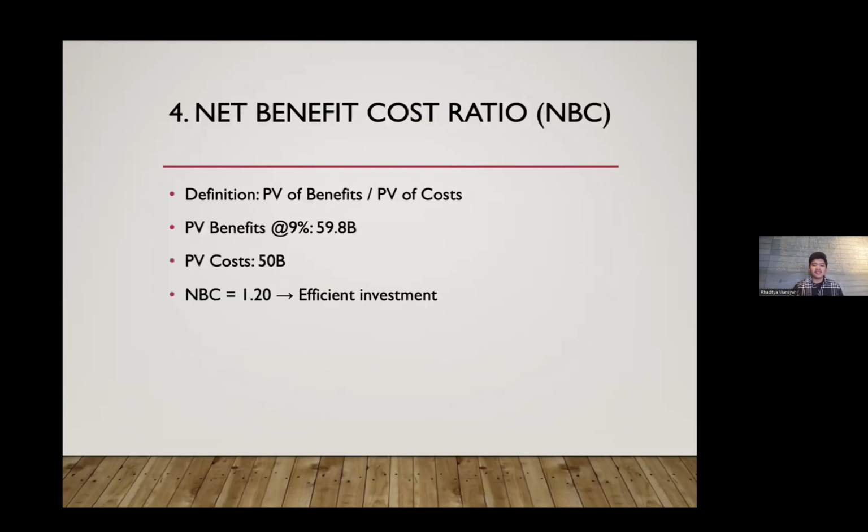Okay, next we have the net benefit cost ratio, or the NBC. So the definitions, of course, I said before in the previous session, sorry. So for the NBC, the present value of benefits at 9% is around 59.8 billion, and the cost is around 50 billion, so the NBC is 1.2. So it is more than one, so it is an efficient investment.